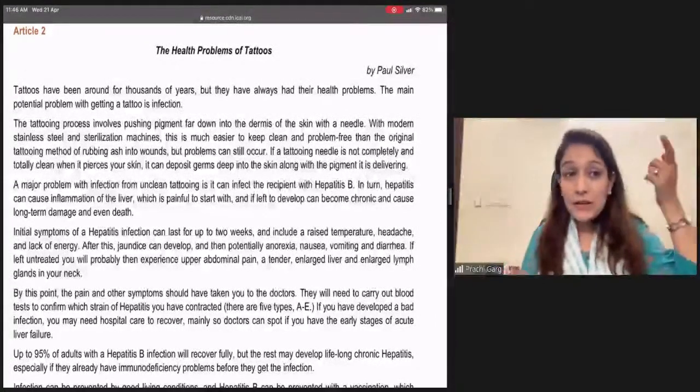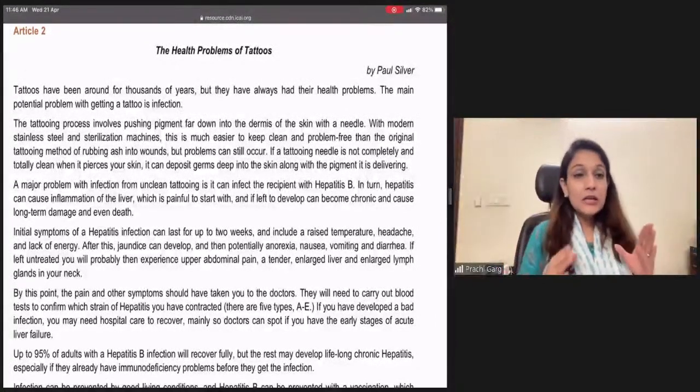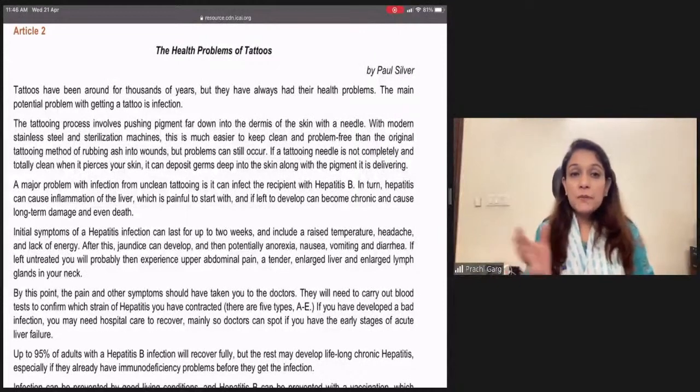Okay, now look at the second paragraph. The tattooing process involves pushing pigment far down into the dermis of the skin with a needle.